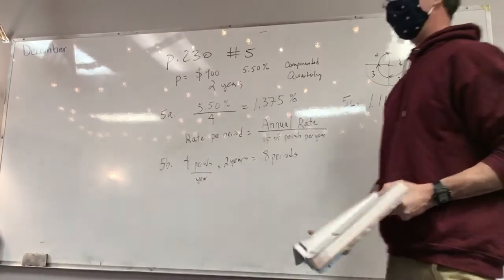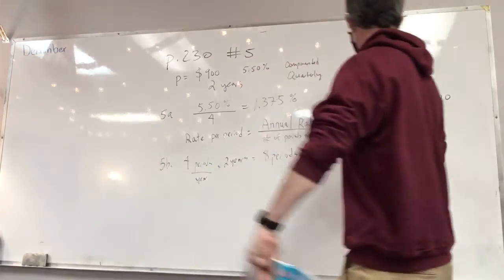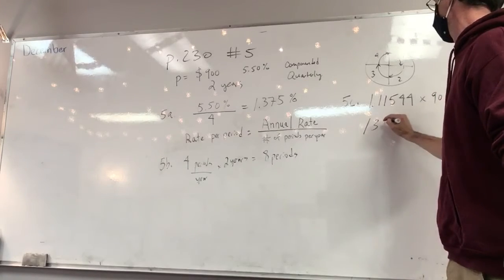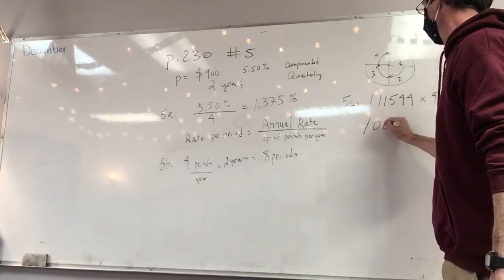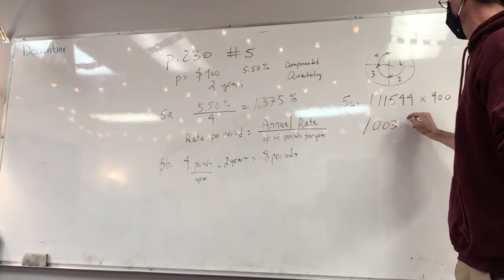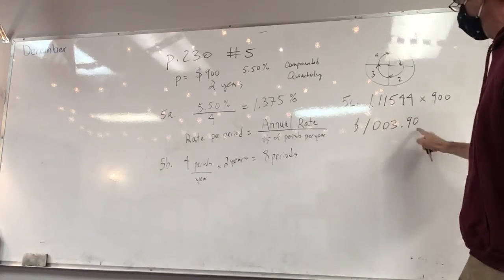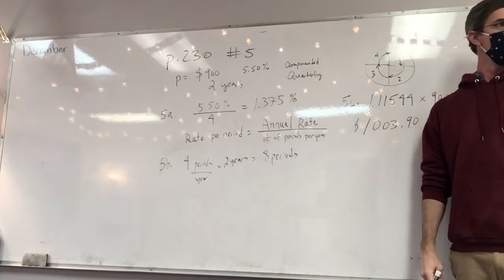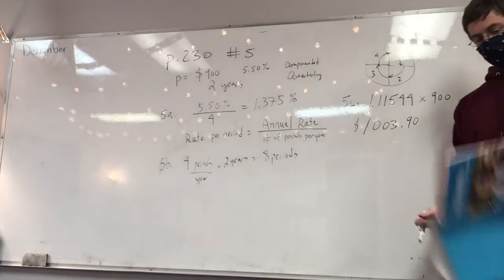And can someone do that for me? That is $1,003. Oh, 1,003. Okay? And 90 cents. And 90 cents. And we round to the nearest penny. Yes. Okay? And that's it for 5C.